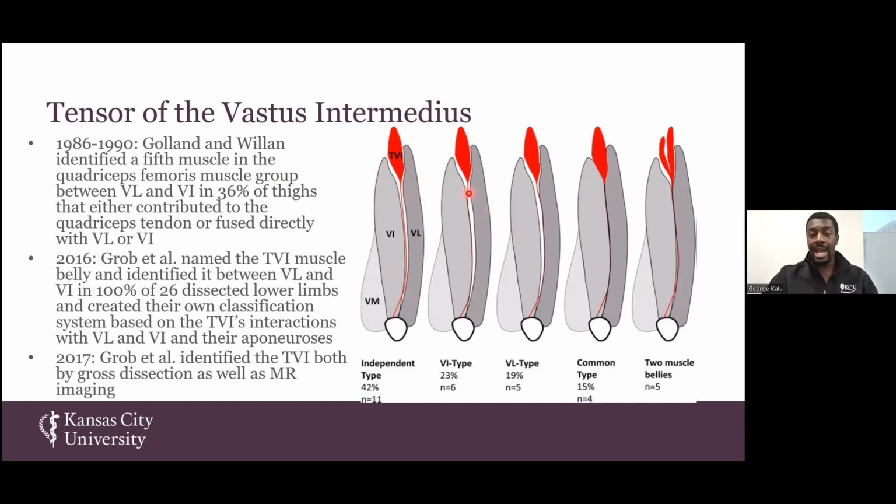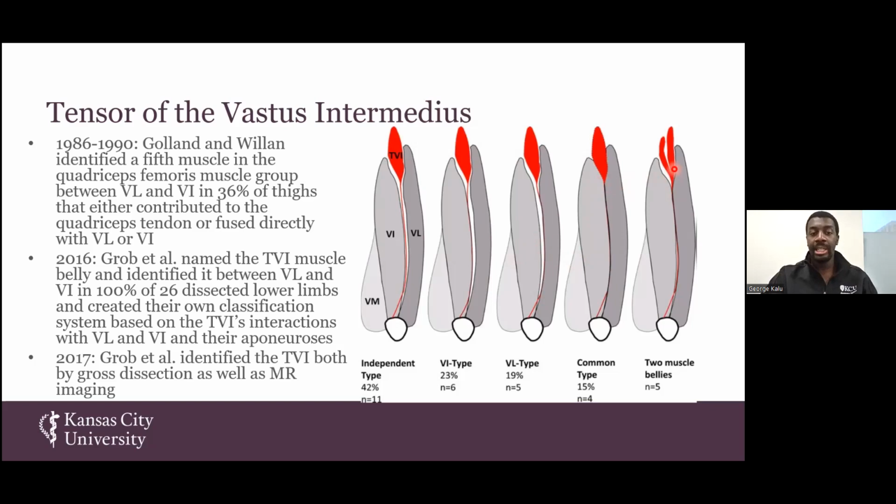The next one was the VI type, where it was attached and fused with vastus intermedius, but could be easily separated from vastus lateralis. There's the VL type, which was the other way around, where it attaches to vastus lateralis, but could be easily separated from vastus intermedius. There's a common type where it was attached to both. And then there was also a 2 muscle belly type as well.